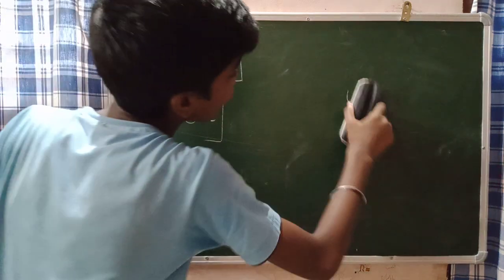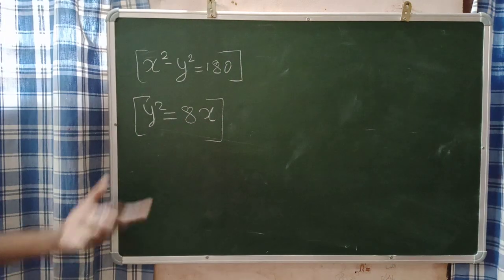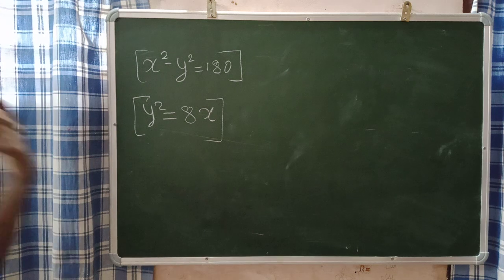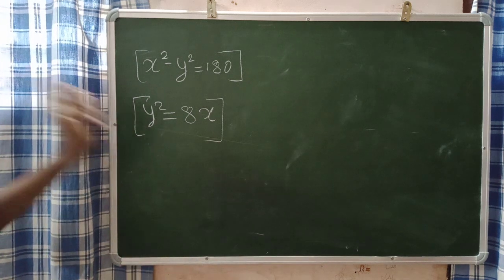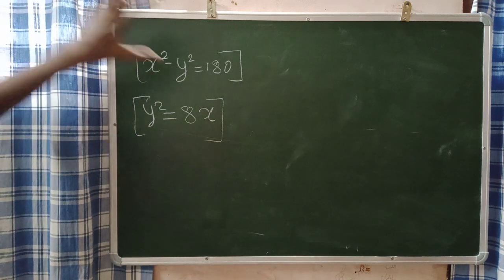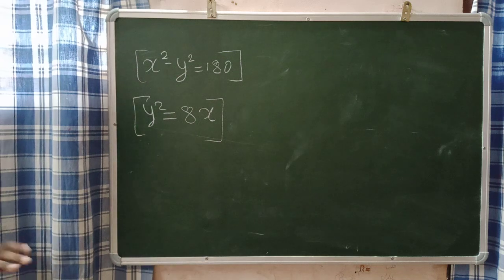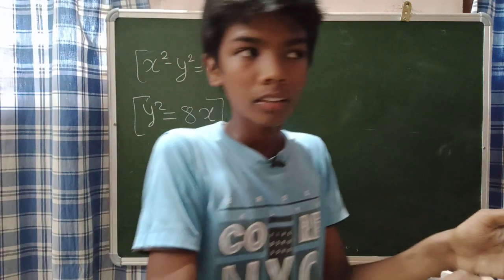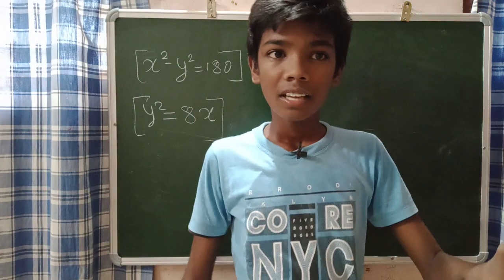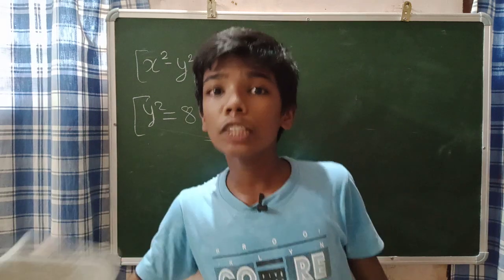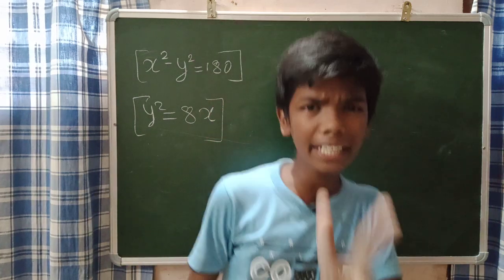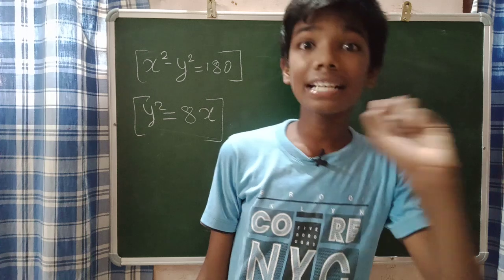Why am I saying your y is the smaller number, guys? It's very simple. x square minus y square is equal to 180 means, of course, your y should be smaller. If you are subtracting two numbers and you want the answer to be positive, then of course your second number should be less than the first number.